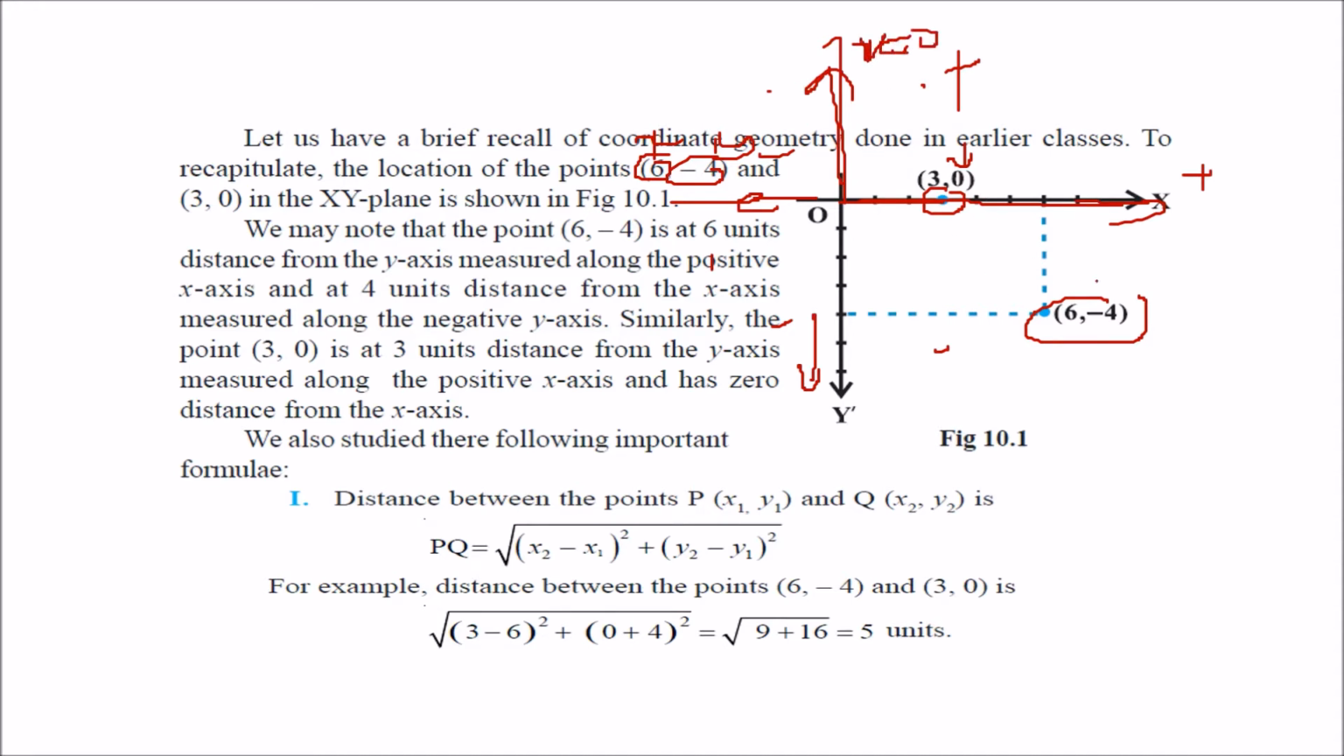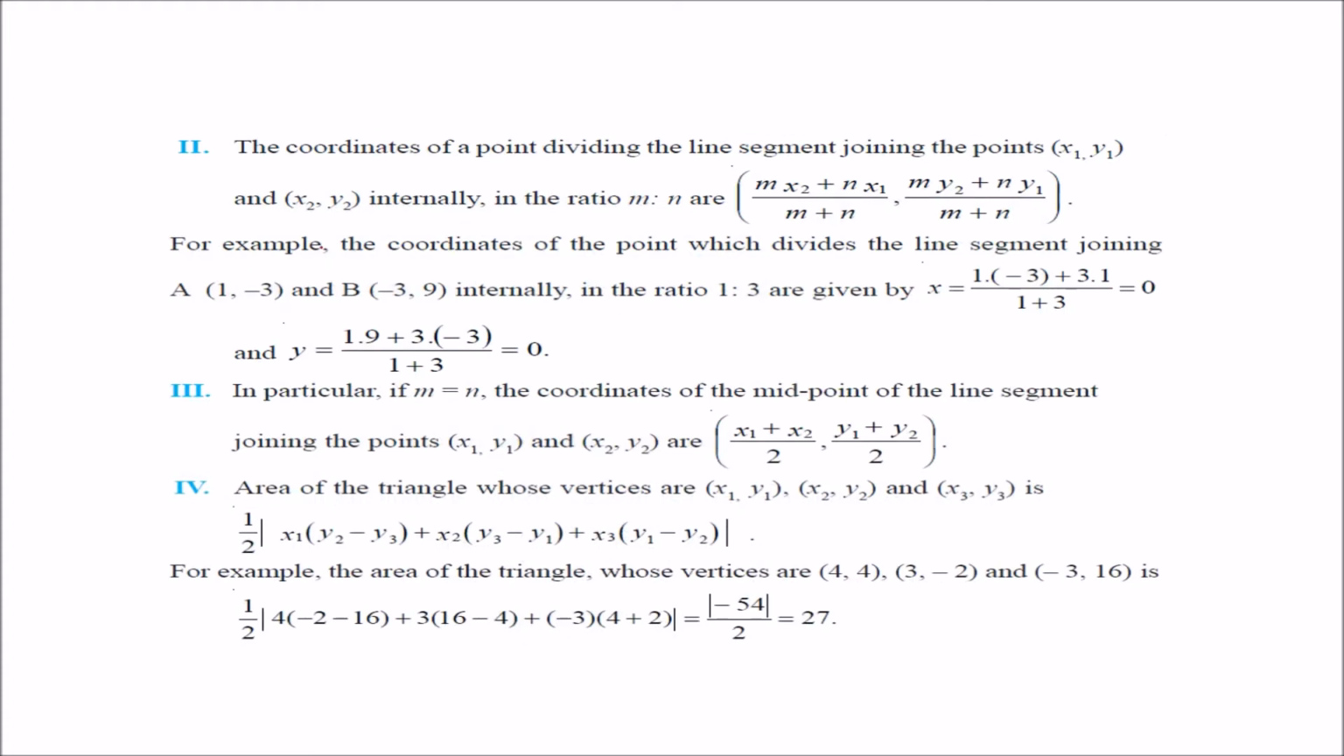So if we have 2 points, (3, 0) and (6, -4), and you want to find the distance between these two, then the way is to take x2 minus x1, say this is x1, y1 and this is x2, y2. So x2 minus x1, that is 3 minus 6, and then 0 minus 4 for these 2 points, and you square it and then add it. So it will be 9 plus 16, that is the square root of 25, which is 5.